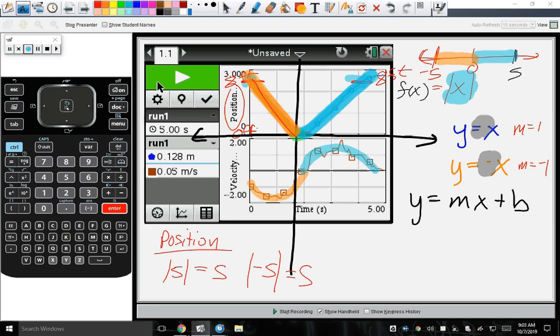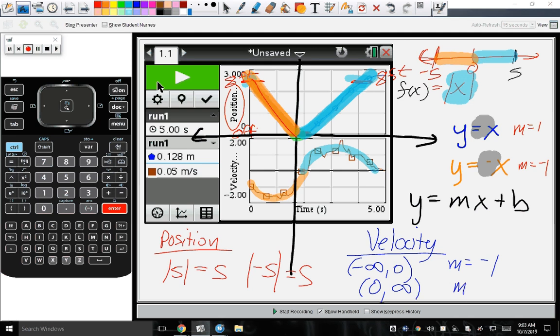Okay? The other part was velocity. Okay? And from negative infinity all the way to 0, the slope was negative 1 on this parent function. And from 0 all the way to infinity, the slope was a positive 1. You with me? What was the slope at 0?